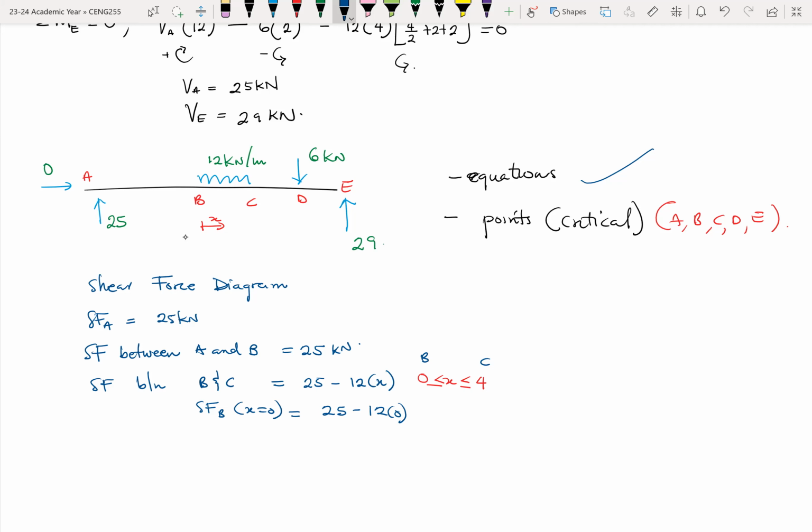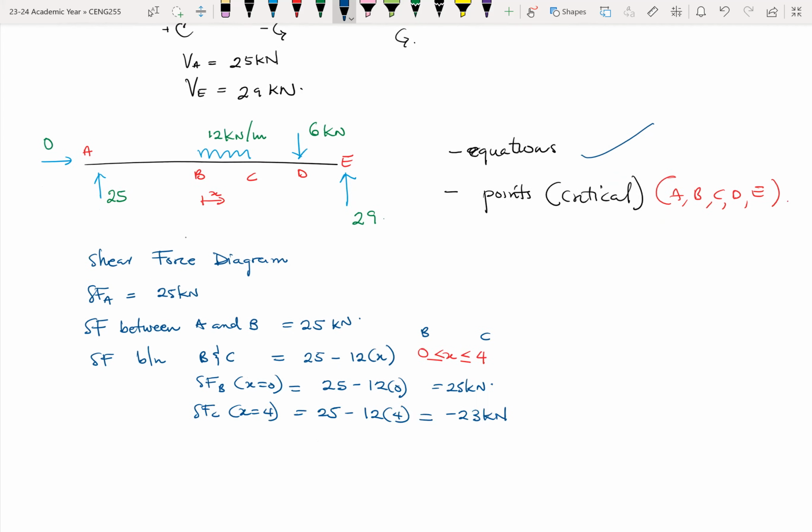Okay, so this will give us 25 kilonewtons. Then the shear force at C, when X is equal to 4, becomes 25 minus 12 times 4. And 12 times 4 is 48. So this will give us minus 23 kilonewtons.